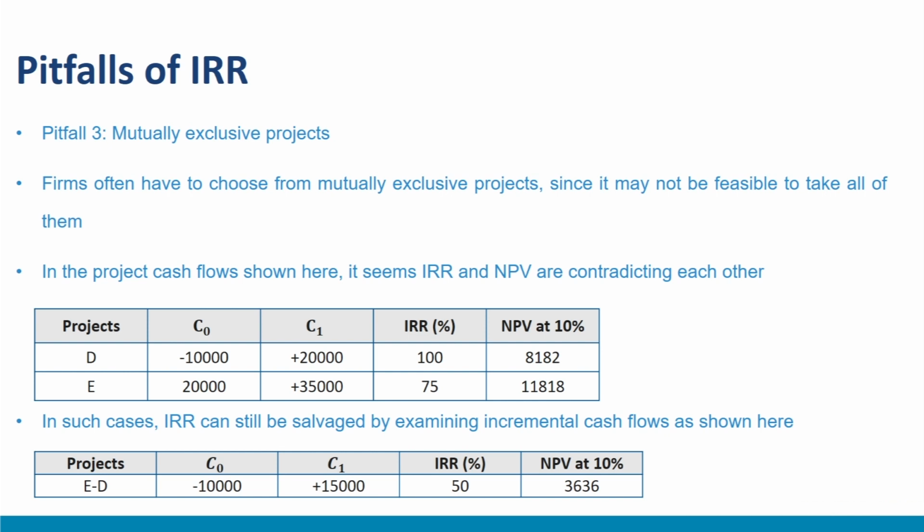Compute the difference between E and D cash flows. Then examine the IRR on the additional $10,000 being spent. That is, the incremental cash flows from undertaking the project E, do they justify the investment? As we can see, the IRR on incremental cash flows is 50%. That is more than the opportunity cost of capital. This is also confirmed by the positive NPV of the project.